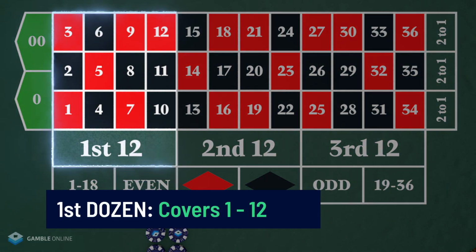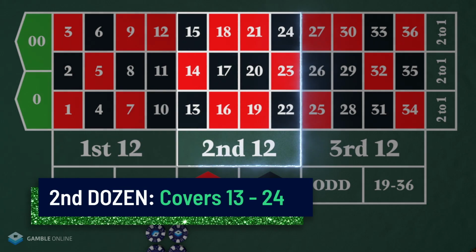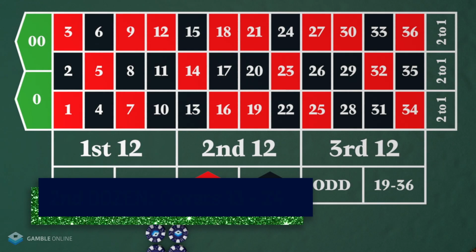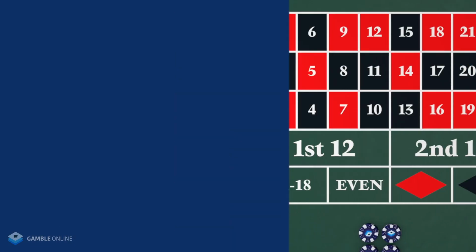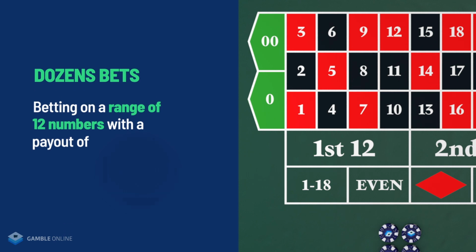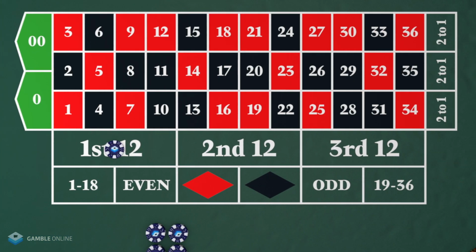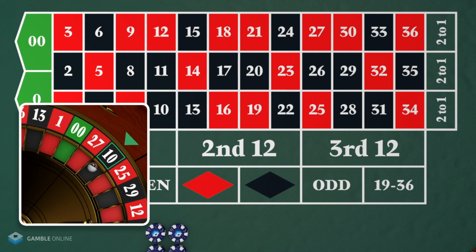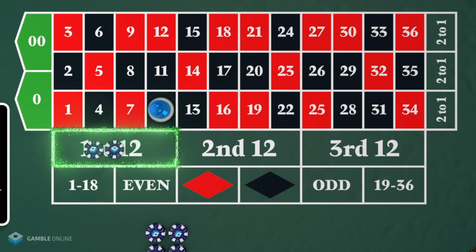You can bet on the first dozen, which would be 1 through 12, second dozen, which would be 13 through 24, or third dozen, which would be 25 through 36. Let's use first dozen as an example. You place your bet right here inside the first dozen space on the table, and if the ball stops on, let's say 10, you win that bet. These bets pay out 2-1.